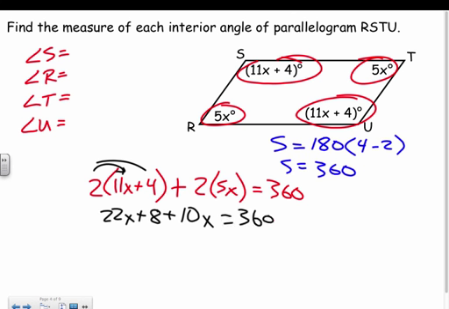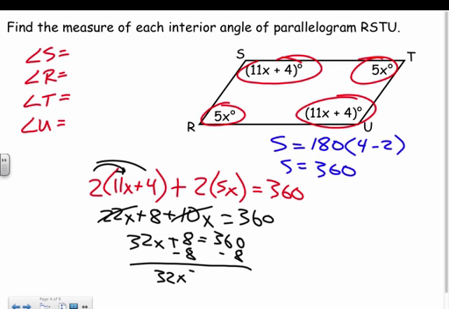And now let's simplify. It looks like I have 32x when I combine my x's, plus 8 equals 360. So subtract your 8, and you get 32x equals 352. And the last step, divide by 32. And when you do that, x is going to equal 11. So x equals 11.